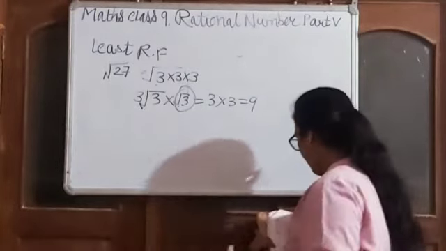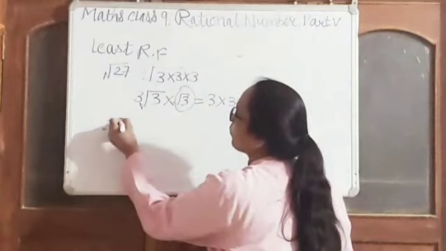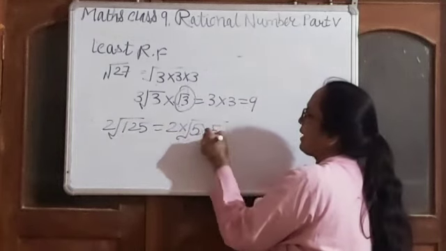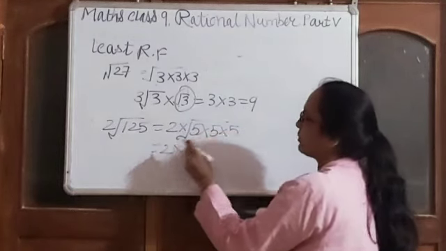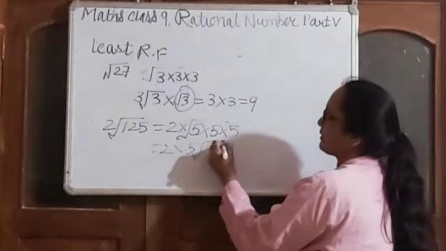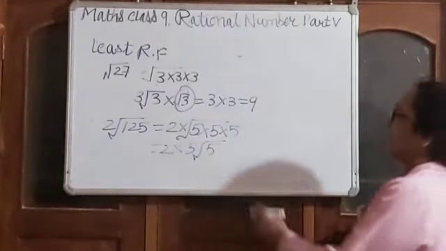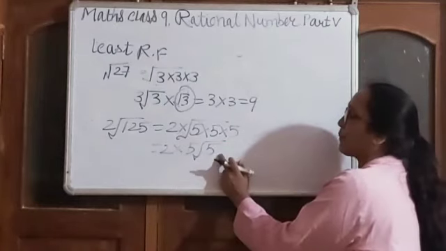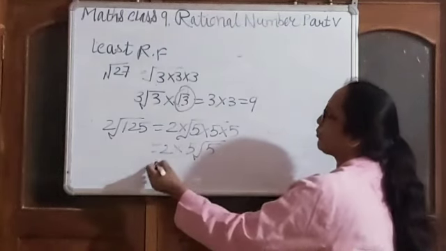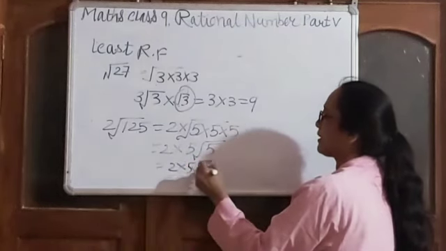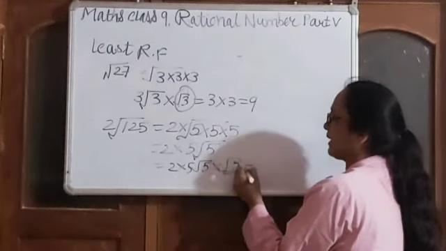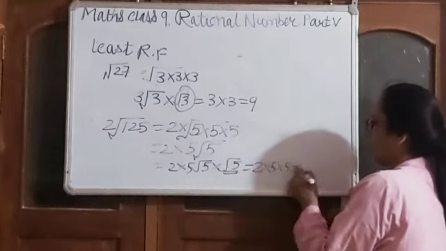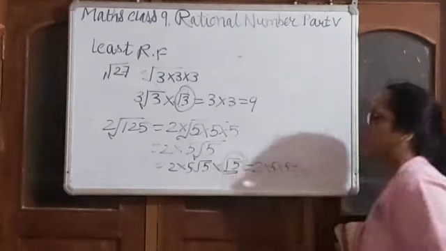So the least rationalizing factor here is root 3. See the next example, 2 root 125. 2 root 125 means 5 into 5 into 5. So 2 into root 5 into root 5 means 5, and what is left here is root 5. We want the least rationalizing factor, which means we have to find what to multiply so that the product is a rational number. When we multiply this number by root 5, our answer becomes 2 into 5 into 5, that is 50. So root 5 is our least rationalizing factor.